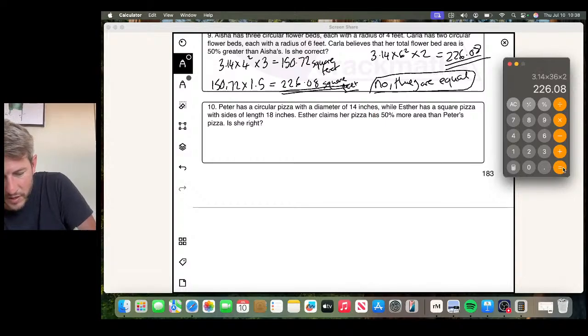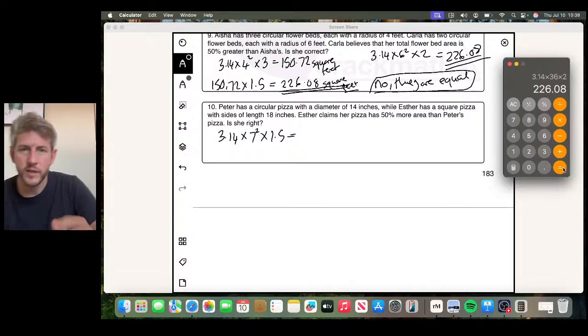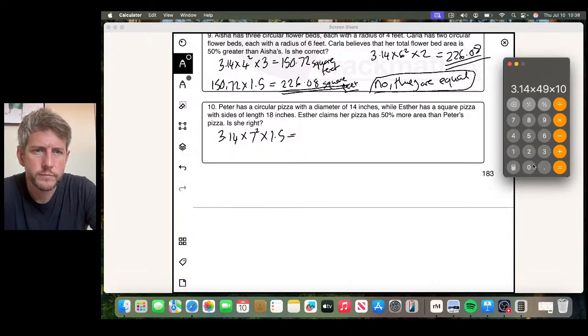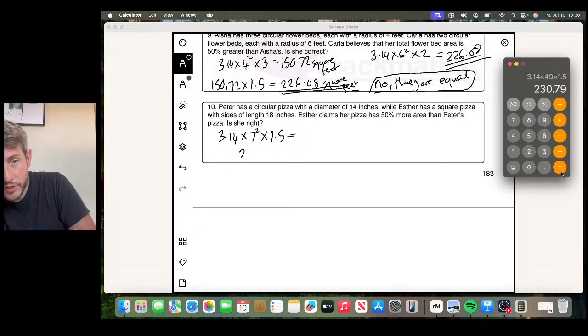So the radius will be 7, so we've got 3.14 times 7 squared, and I'm actually just going to include the 50% add-on already, times 1.5 for the 50% increase. So if we do all of this, we will get the area that is 50% more than Peter's. So 3.14 times 49 times 1.5. That equals 230.79 square inches. So that's the 50% more.